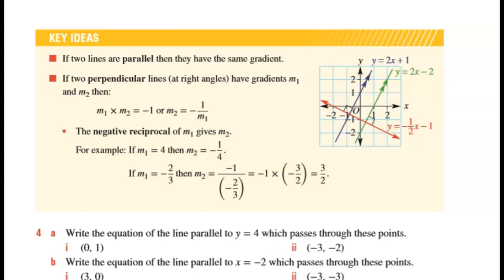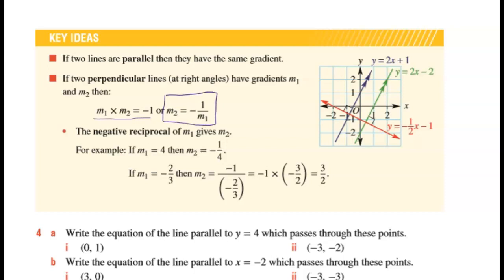Now, if two lines are perpendicular, and perpendicular just means they meet at right angles, we call their gradients m1 and m2. So you know the letter m we use for gradient. So m1 just being the gradient of one line and m2 being the gradient of the other line. So basically, if we're given one gradient and we need to know the gradient of the other, we've got this formula here. So when we multiply the two gradients, we get -1. But basically, this is the formula that we're going to be using.